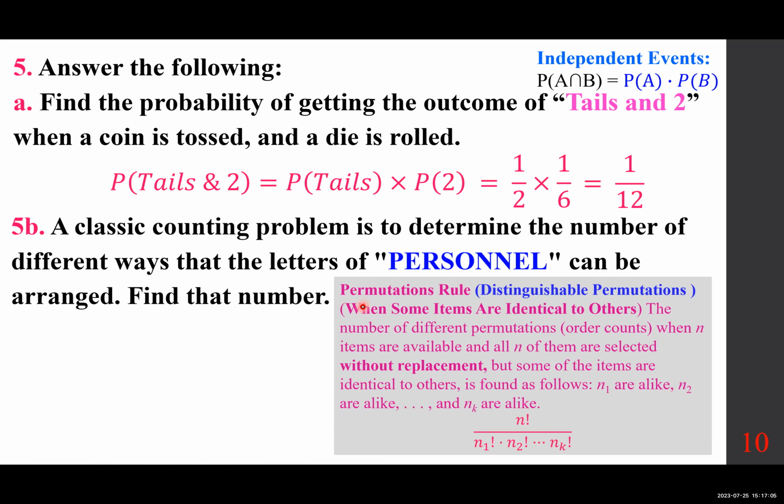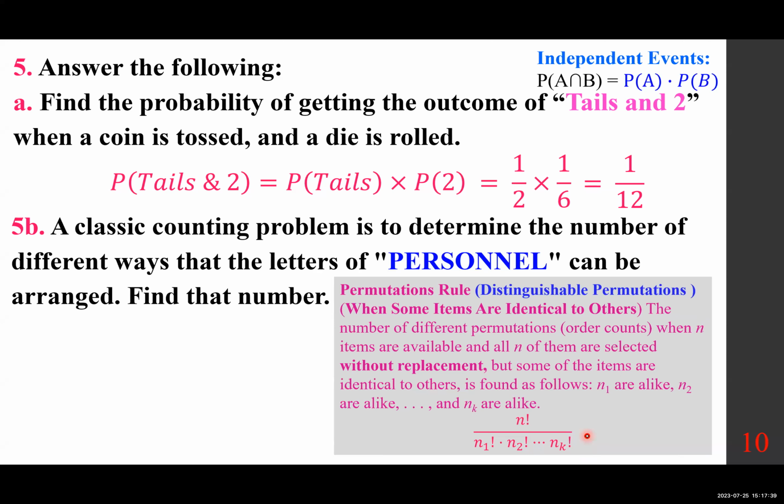Permutations rule: distinguishable permutations. When some items are identical to others, the number of different permutations, where order counts, when n items are available and all n of them are selected without replacement, but some of the items are identical to others, is found as follows: n1 are alike, n2 are alike, and nk are alike. Perfect. So we use the formula n factorial over n1 factorial times n2 factorial all the way times nk factorial.